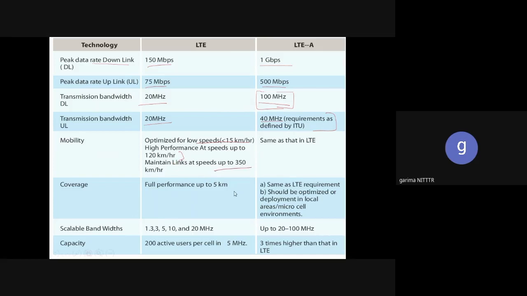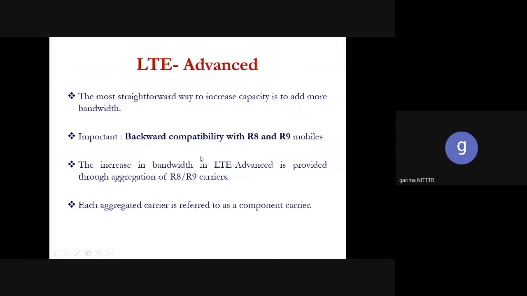If you see coverage, full performance is up to 5 kilometers, and LTE Advanced has the same coverage area, with advantages for microcells and local areas. Scalable bandwidth was 1.4, 5, 10, and 20 megahertz, and for LTE Advanced it is from 20 to 100 megahertz. This is basically moving towards the use of carrier aggregation, because using carrier aggregation, LTE Advanced is able to achieve this 100 megahertz of transmission bandwidth. So capacity obviously increased: if transmission bandwidth increases, capacity increases from LTE to LTE Advanced. So LTE Advanced is exactly 4G communication.